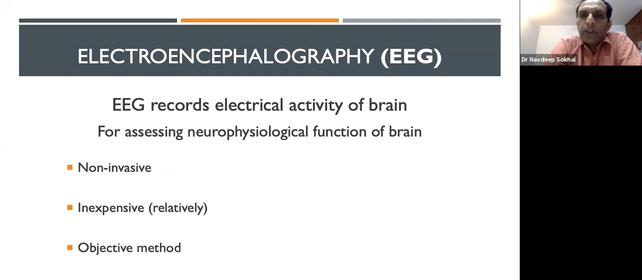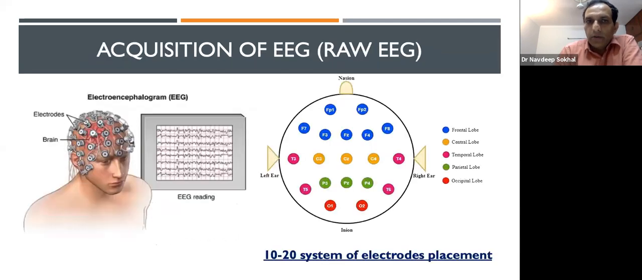The EEG is nothing but the record of electrical activity of the brain, for assessing neurophysiological function of the brain, which is a non-invasive, inexpensive, and objective method, right? So this is a schematic representation wherein you can see the electrodes are placed on the scalp. This is called the 10-20 system of electrode placement. And then you get some recordings over the monitor, which is called an electroencephalogram.